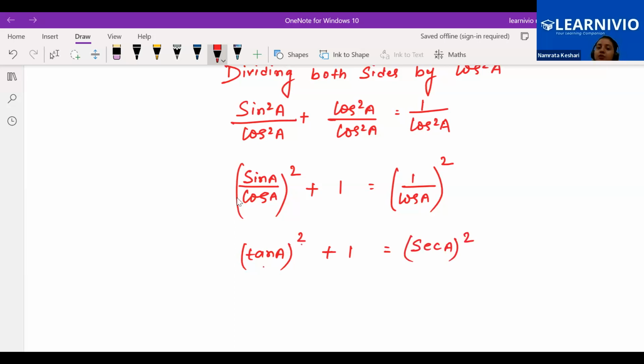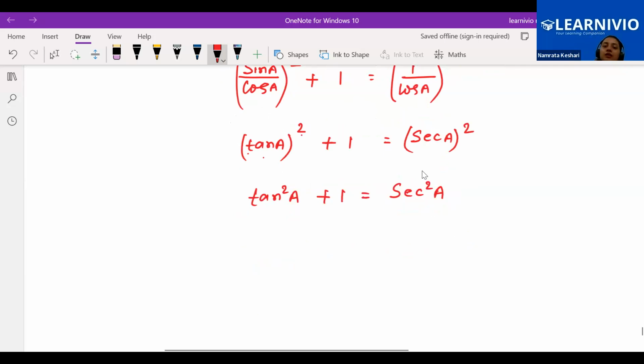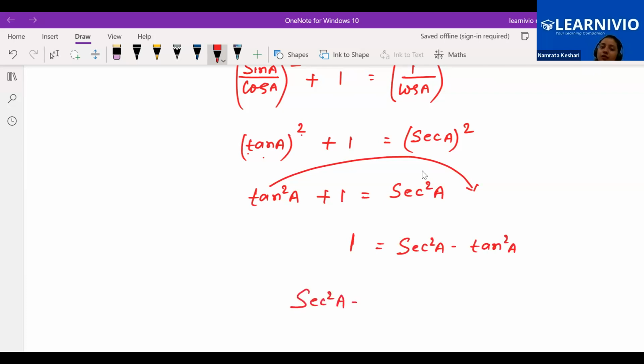Now tan square A means tan A complete square. It's the same thing. Plus 1 is equal to sec square. Any confusion so far? No confusion so far. Now this tan square A we can shift to the other side and we will have sec square A minus tan square A is equal to 1. That's what we wanted to prove. Right? This is what we want to prove: sec square A minus tan square A is equal to 1.